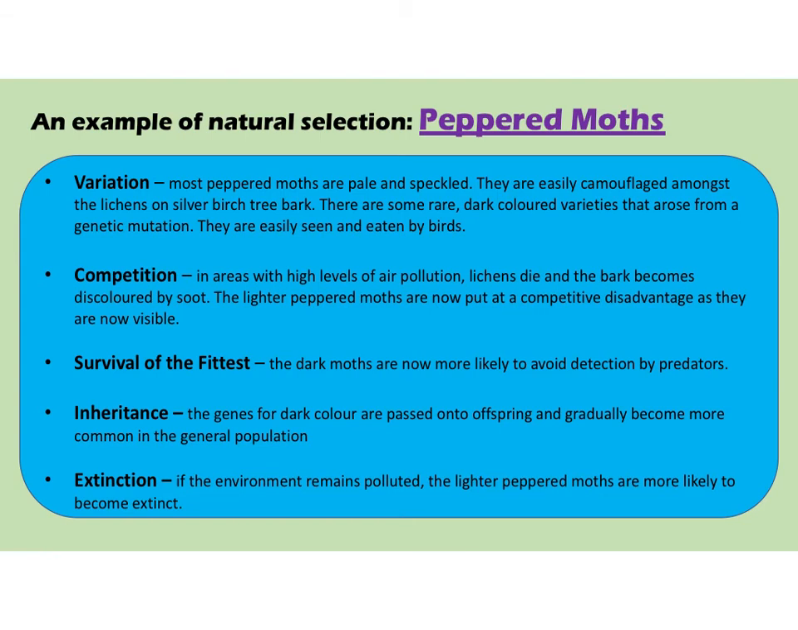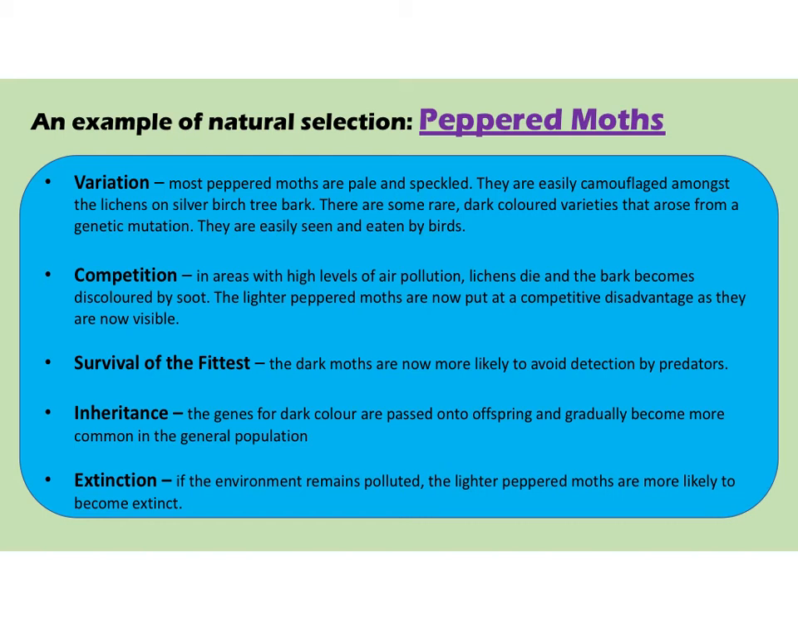So the next example is about peppered moths. You need to know this example for your GCSE. Okay, so we've used the same format as before, using Darwin's 5 ideas. So for variation, most peppered moths are pale and speckled. They are easily camouflaged amongst the lichens on the silver birch tree bark. There are some rare dark-coloured varieties that arose from a genetic mutation. These are easily seen and eaten by birds because they stand out against the silver birch tree bark.